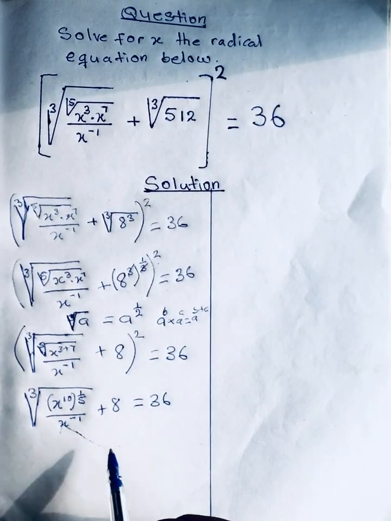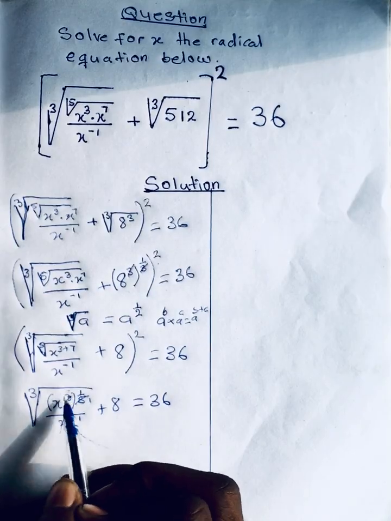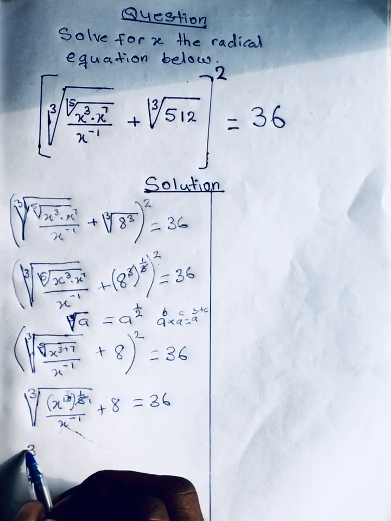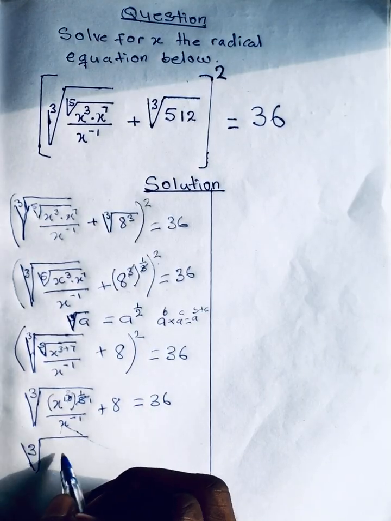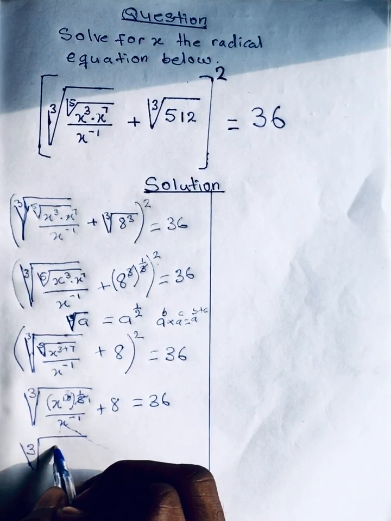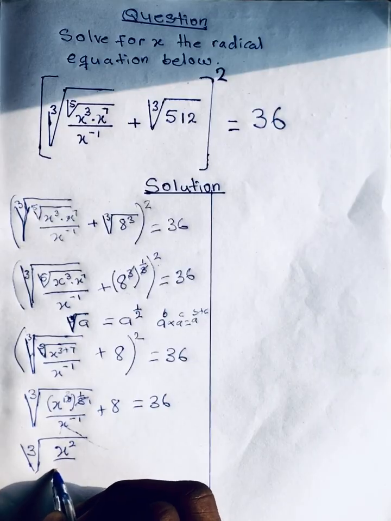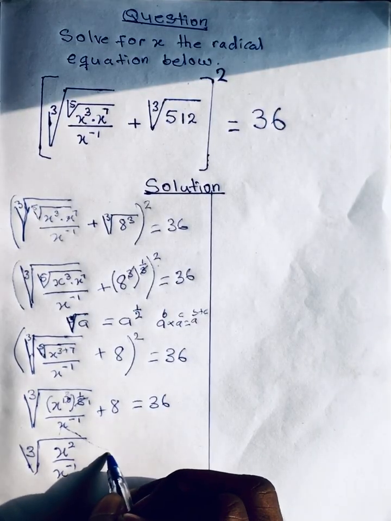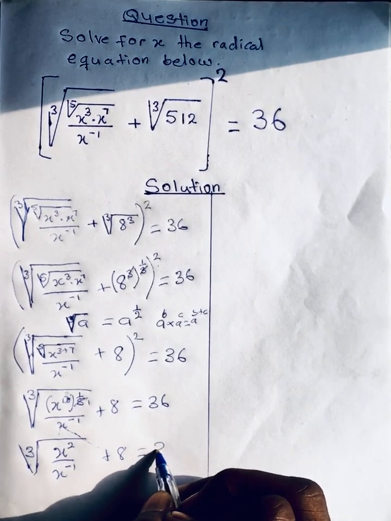So let's move on. This one, 5 here 1, 5 here 2. Then we have the cube root of x squared all over x to the power of -1, plus 8. This will give us 36.